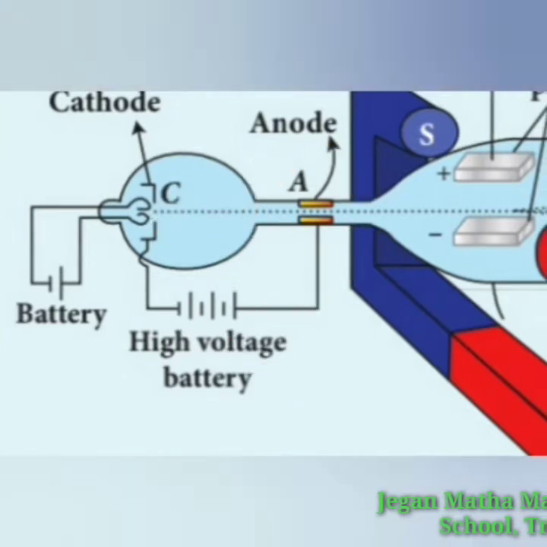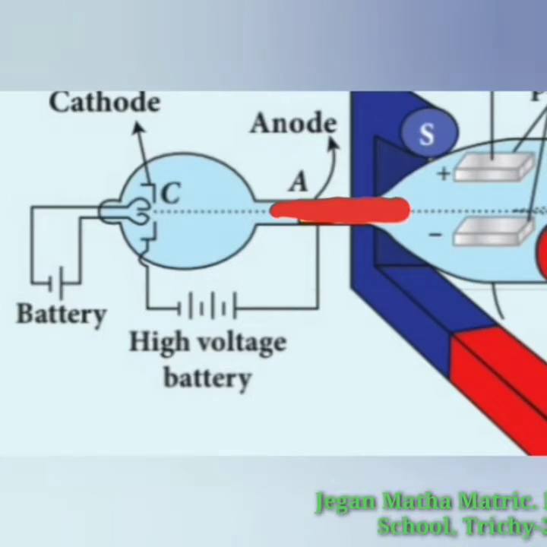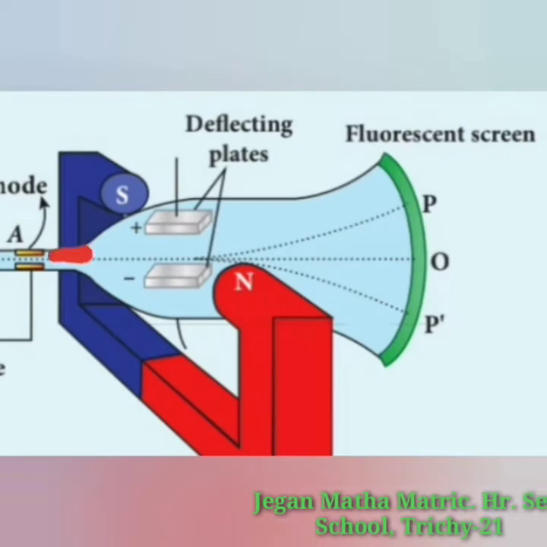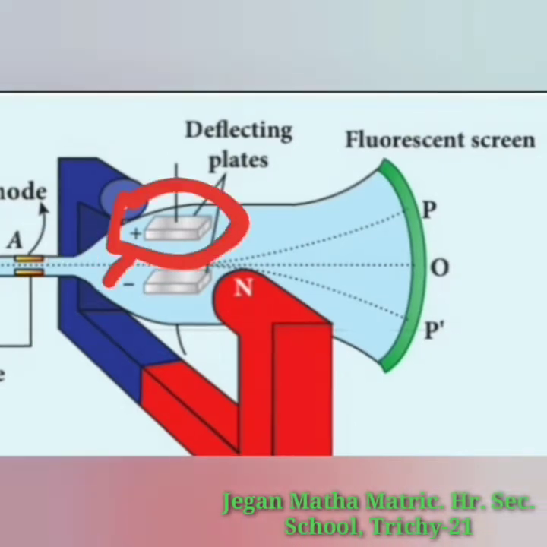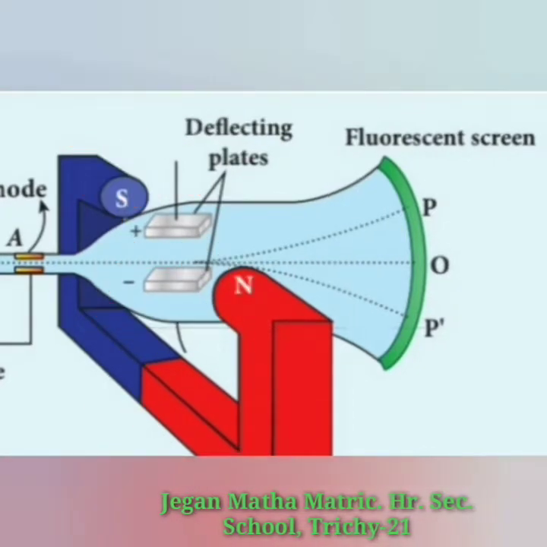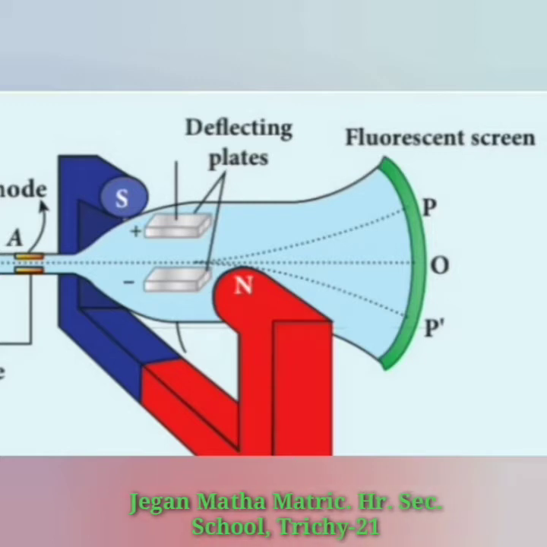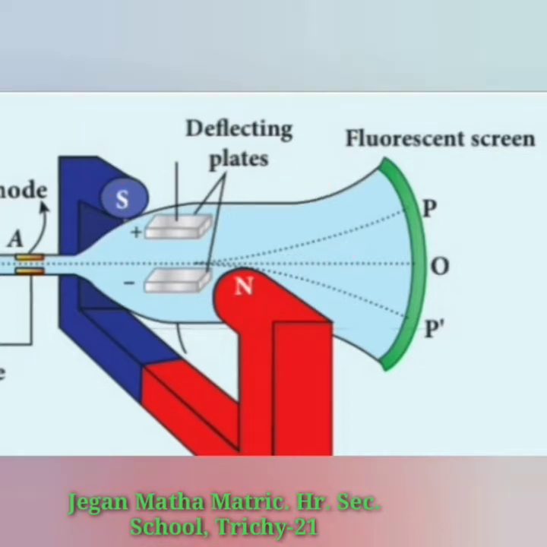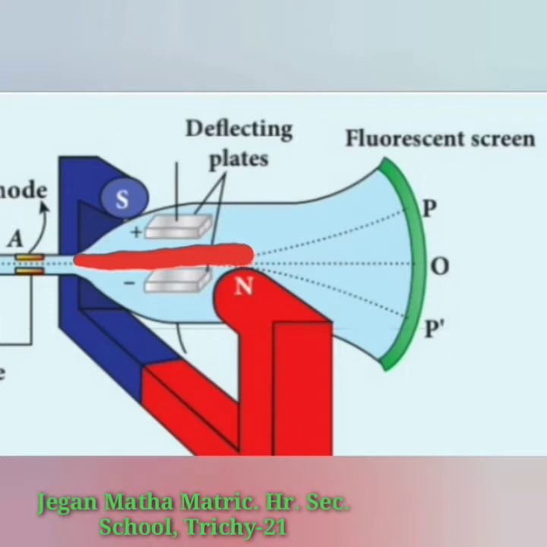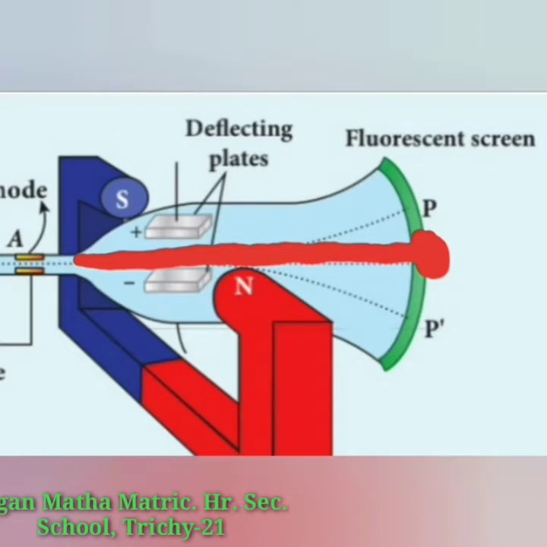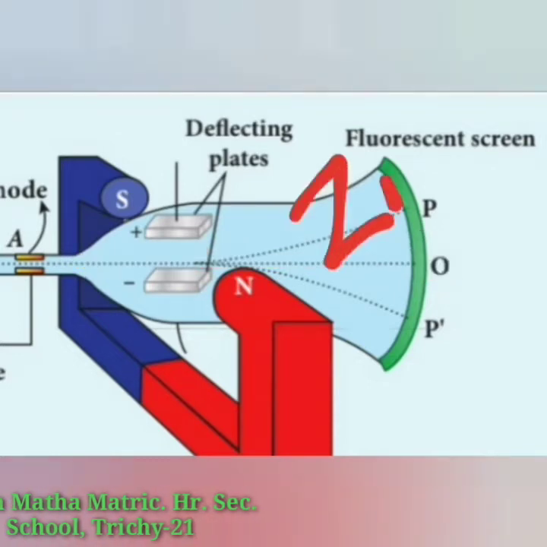The anode disc is provided with a pinhole in order to allow only a narrow beam of cathode rays. These cathode rays are now allowed to pass through the parallel metal plates, which are maintained at a high voltage. Further, the gas discharge tube is kept in between the pole pieces of magnets in order to provide the magnetic field. When the cathode rays strike the screen, a spot is observed. This is achieved by coating the screen with zinc sulfide.